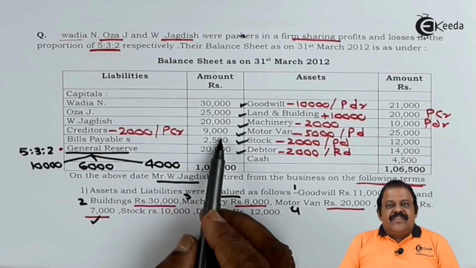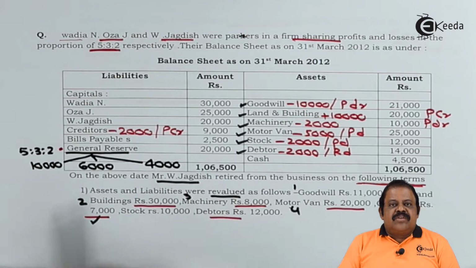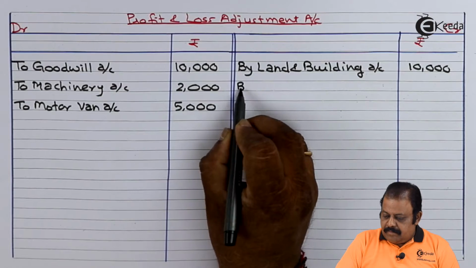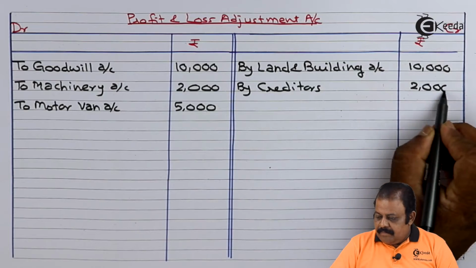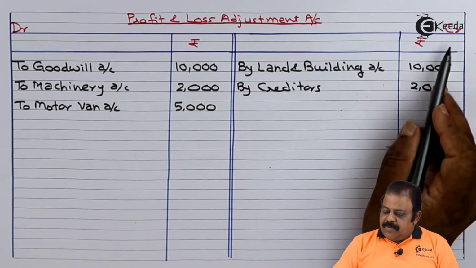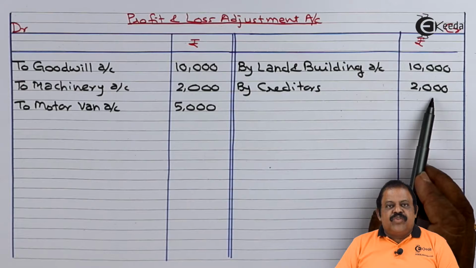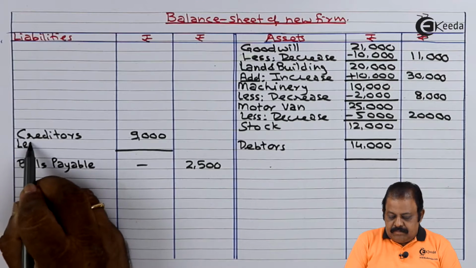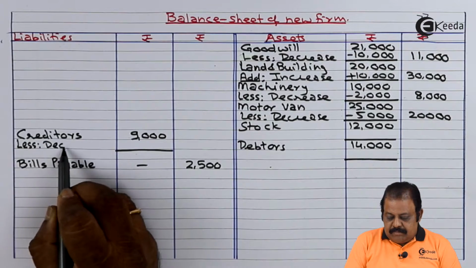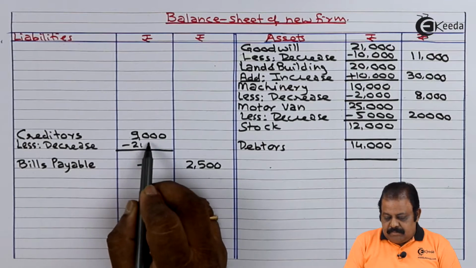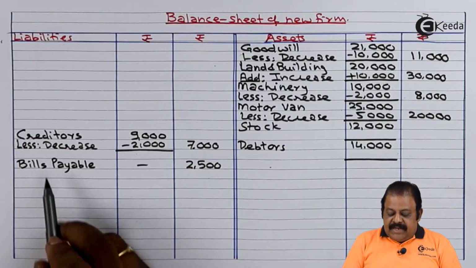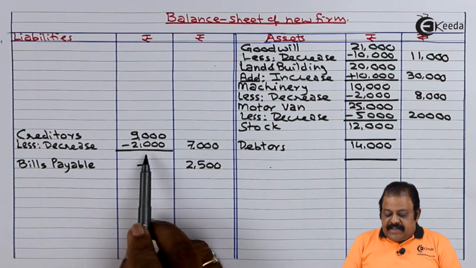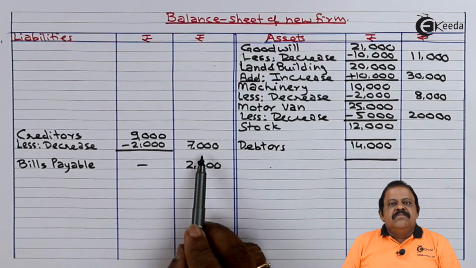Creditors 7,000. Creditors book value is 9,000. We'll have to reduce it by 2,000. Second effect, profit and loss adjustment account credit. Profit and loss adjustment account credit by creditors 2,000. Liability side, creditors less decrease by 2,000, outer column 7,000.